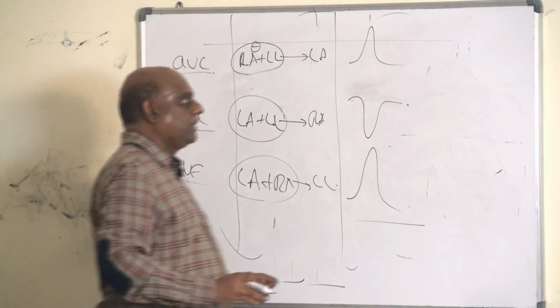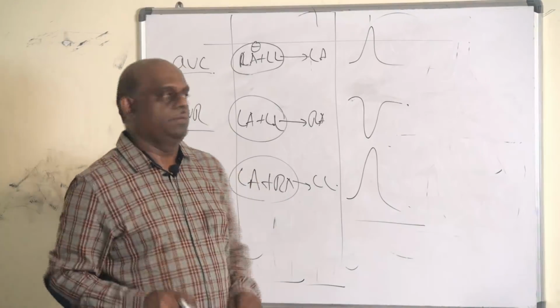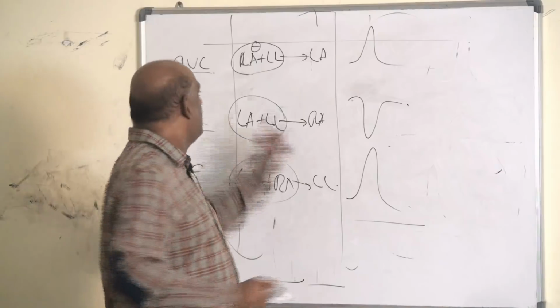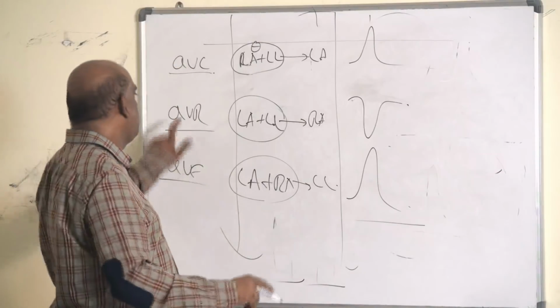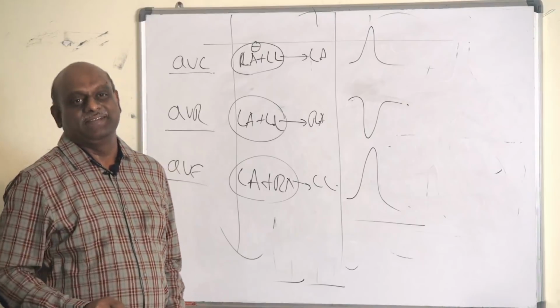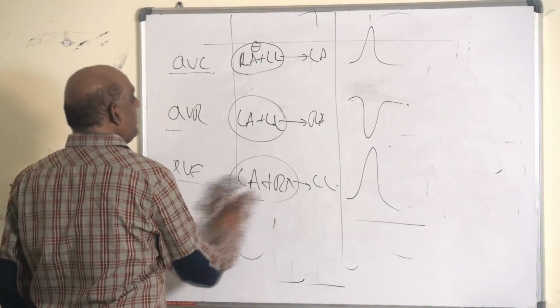So once more summarize, doctor. Lead 1, how is QRS? Positive. Lead 2, it is positive. Lead 3, QRS positive. AVL, it is positive. AVR, it is negative. AVF, it is positive. This is what you need to ultimately remember.